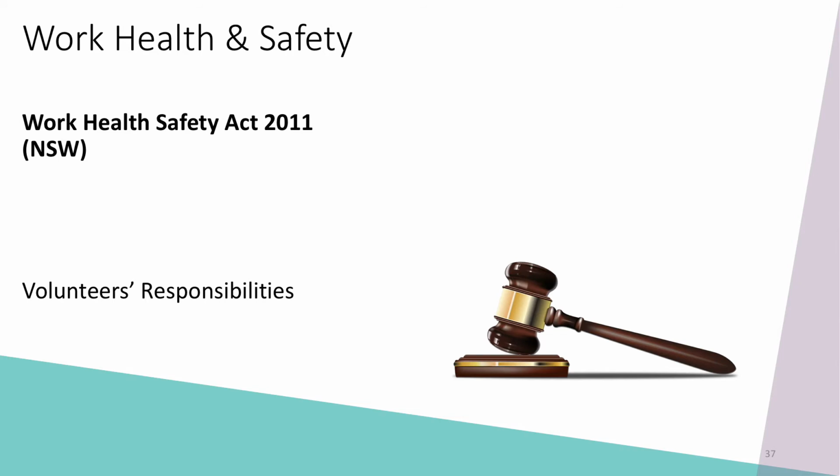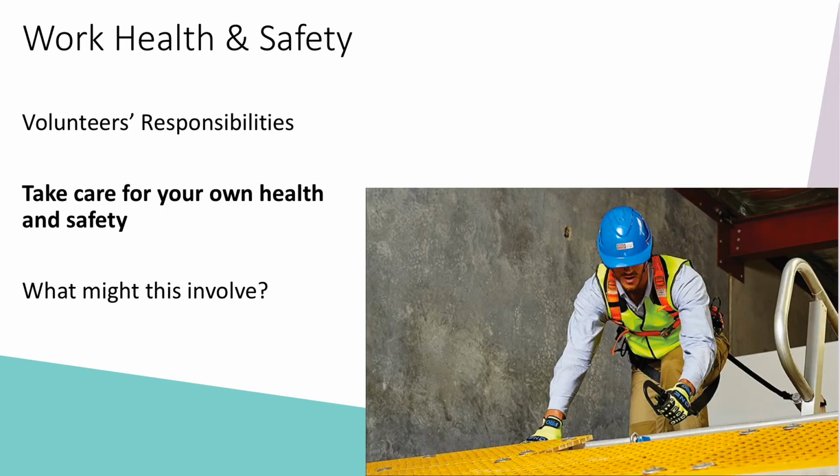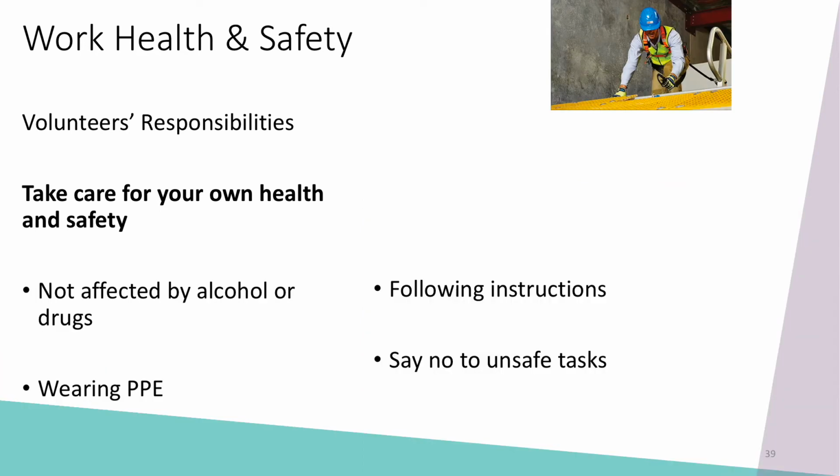For example, to take care of your own health and safety, have a think about what you might need to do. What might this involve? Making sure that you yourself don't get injured or harmed in some way. Here's some ideas. Don't be affected by alcohol or drugs. Follow the instructions provided to make the task safe. Wear personal protective equipment. And say no to any task that you think is unsafe for you to do.